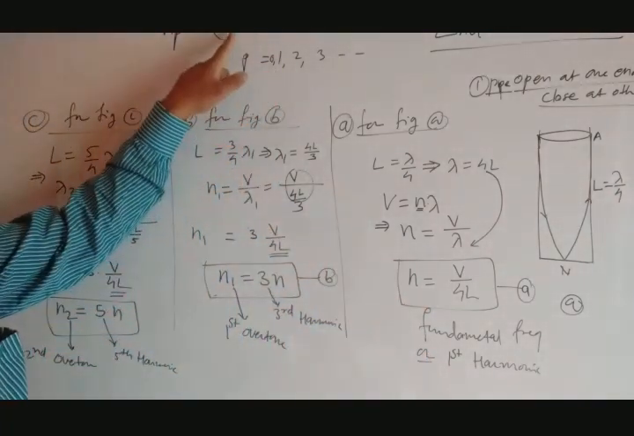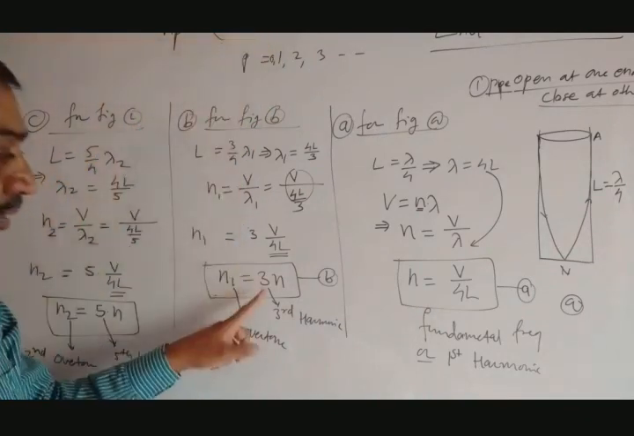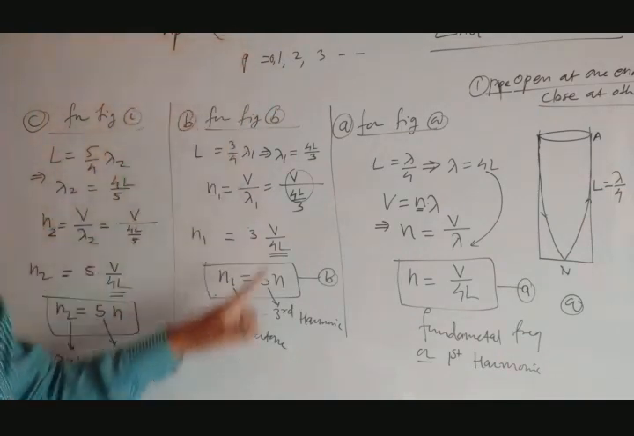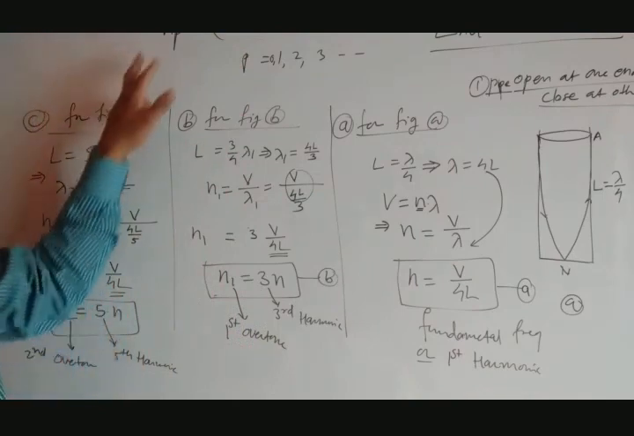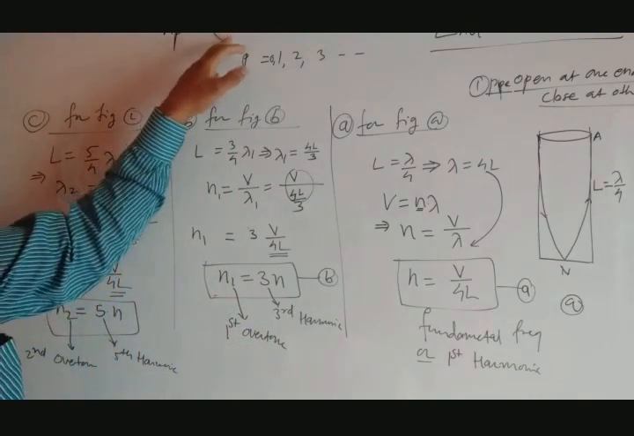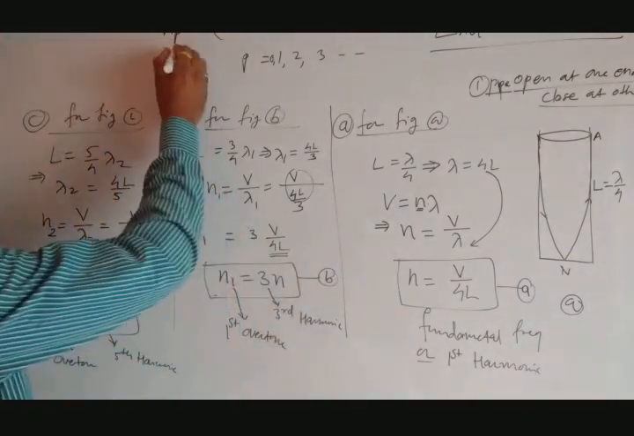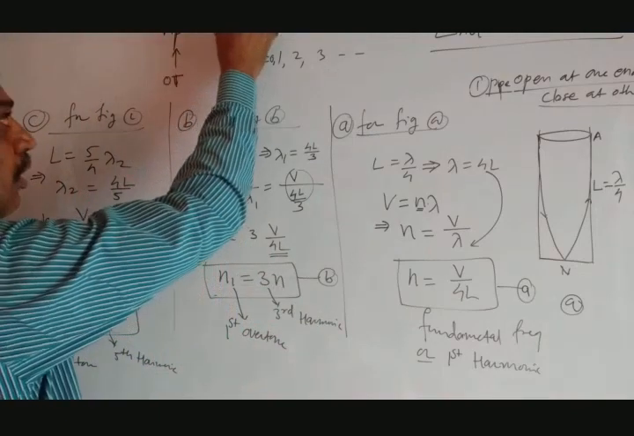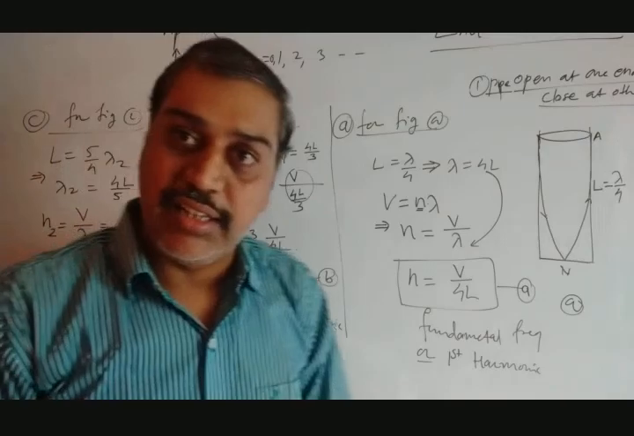Put p equal to 1. 2 into 1, 2 plus 1, thrice n. As we have put it 1, so n1 equal to thrice n. Next, n2 equal to 5n. In this fashion, in general, the pth overtone is the (2p plus 1)th harmonic. So this is the overtone, and this is the harmonic. The pth overtone is the (2p plus 1)th harmonic.